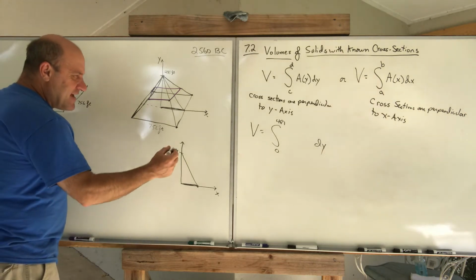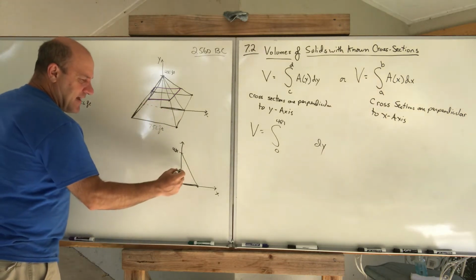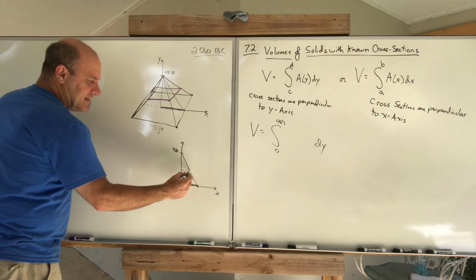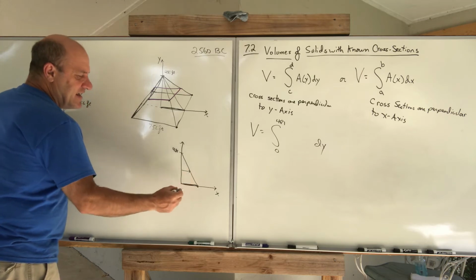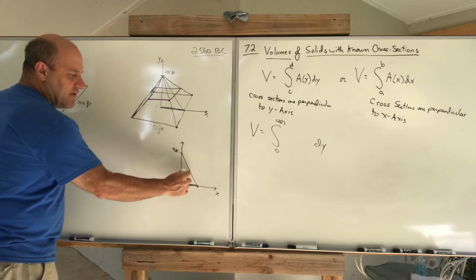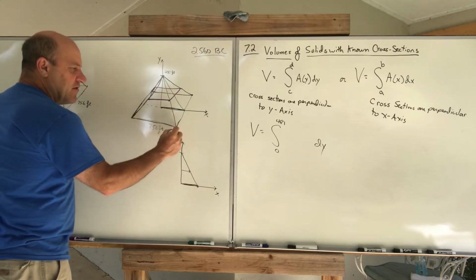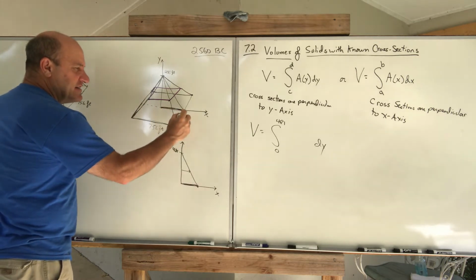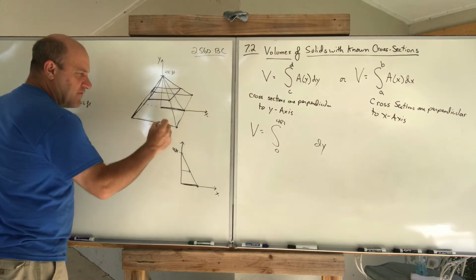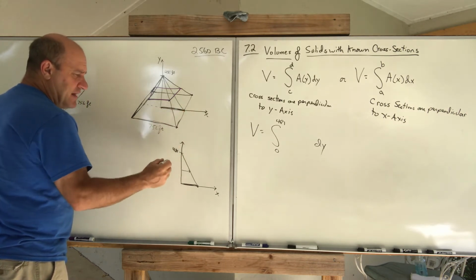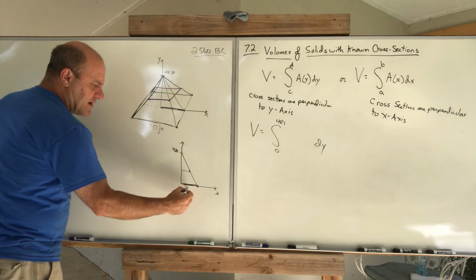So I think I need this, which is half the side of one of my squares. If this is 756 feet, then this distance here on the x-axis from the middle of the pyramid out is half that. What's half that? 378 feet.